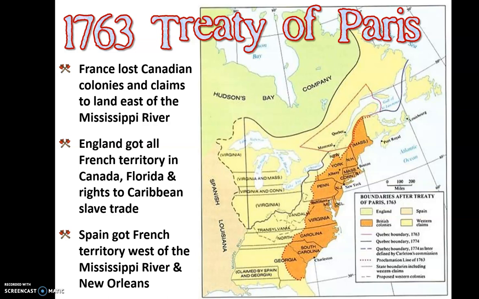Spain got French territory, and this was the French territory west of the Mississippi River. As I had mentioned before, this is the Mississippi River. This is the land French west of the Mississippi River, which went from the French to Spanish colonization.